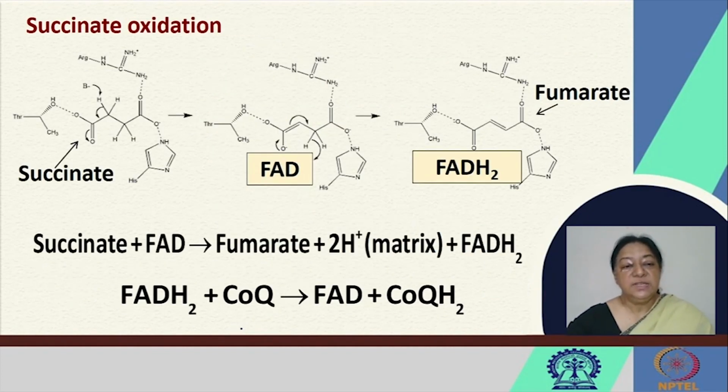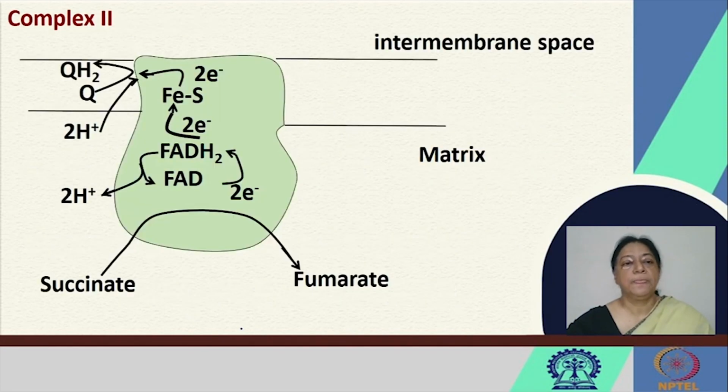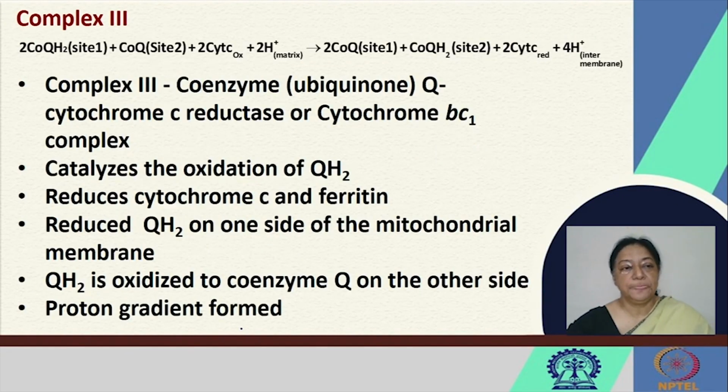So this is the overall process where we have succinate go to fumarate, and FAD goes to FADH2. This is the series of reactions that occur where we have the FeS, the iron sulfur complex, assist in the electron transfer for the process to occur in complex 2.